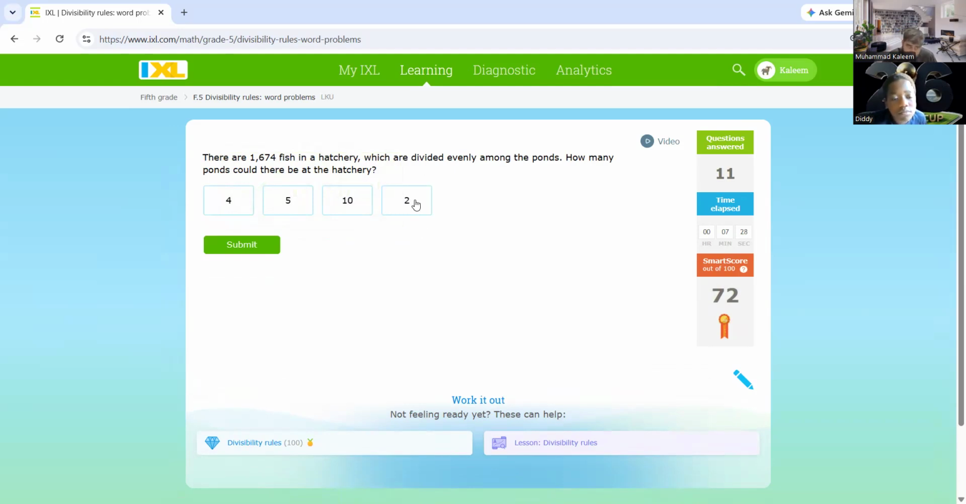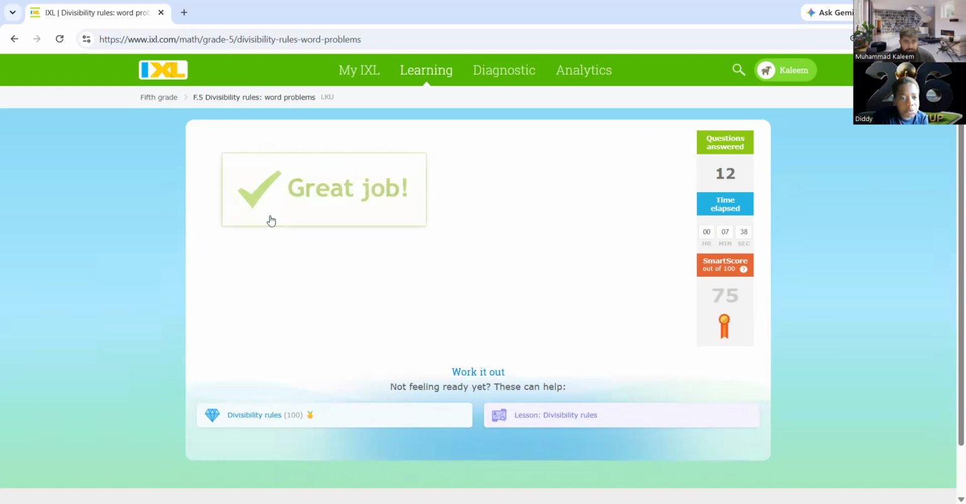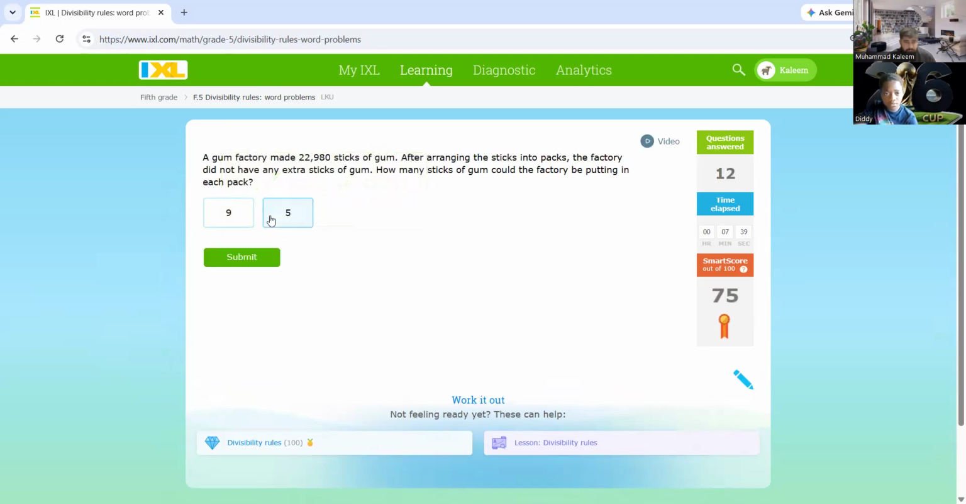There are 1,674 fish in a hatchery, which are divided evenly among the ponds. How many ponds could there be? I think you are not reading the question. You already know, you just have to check the divisibility rules. Am I right? Yeah. Okay, it's okay.